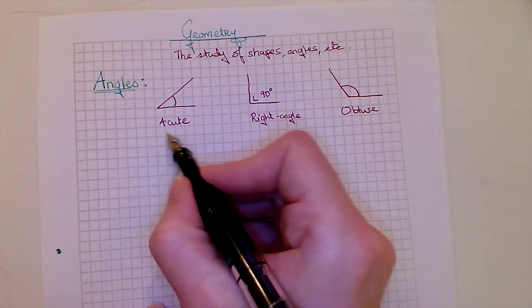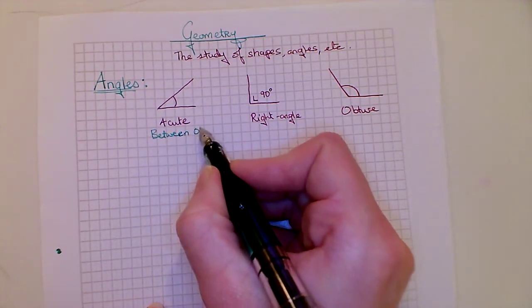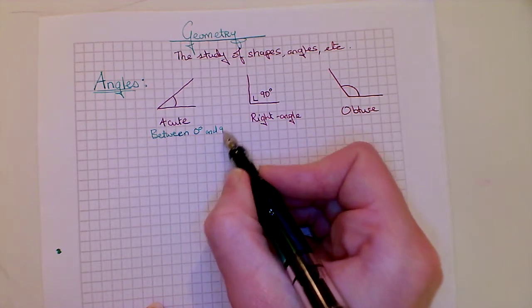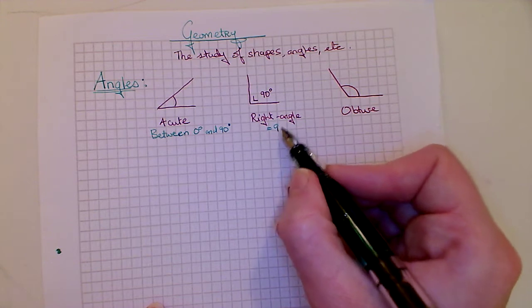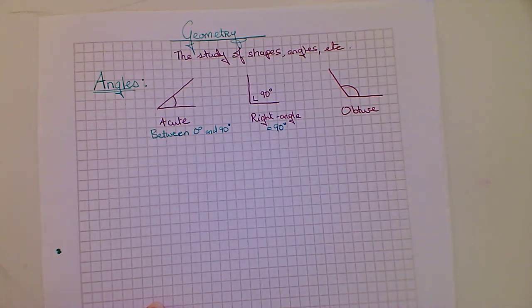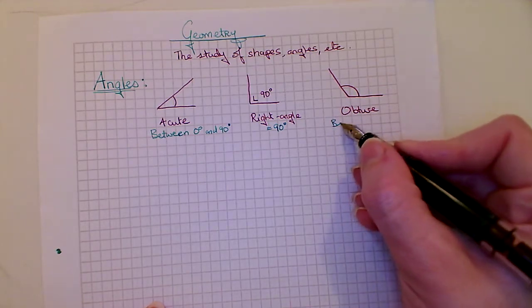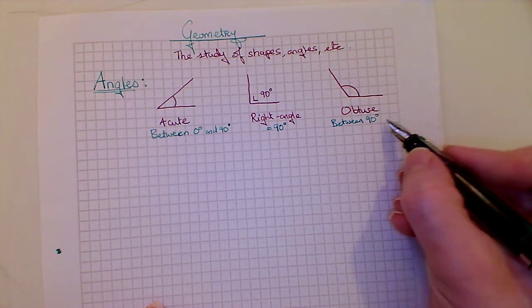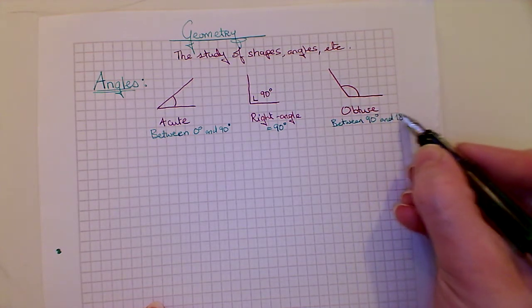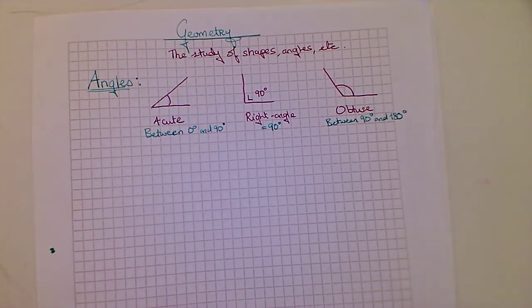An acute angle is between 0 degrees and 90 degrees, but never exactly equal to 90 degrees. A right angle is only exactly equal to 90 degrees, and an obtuse angle is between 90 degrees and 180. So it must be bigger than 90, but not equal to 180.